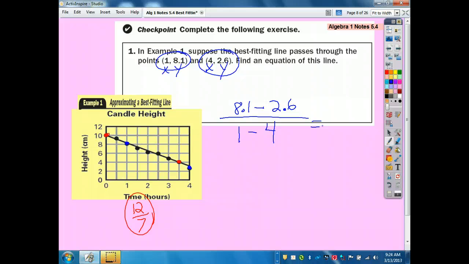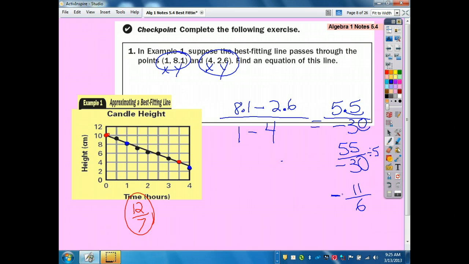What's 8.1 minus 2.6? 5.5 over negative 3. I want to clear my decimals, so I'm going to multiply by 10. Move it over once, so I'm going to have 55 over a negative 3. Can I simplify that? Yes, 30. Nice job, because we have to add a 0 there. So now 55 over a negative 30. Simplify that. Let's divide by 5. What do you get? 11 over 6, and it is negative.